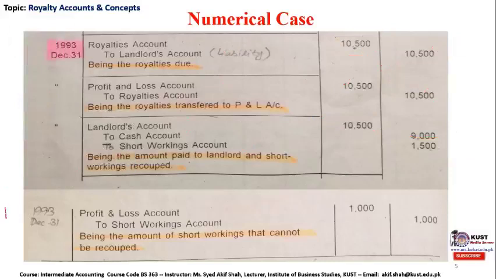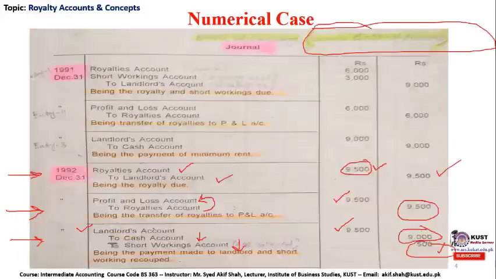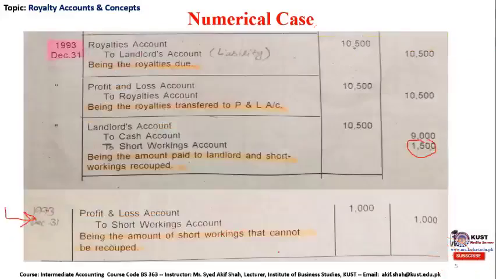Let's come to the final entry, because we have recouped only 1,500 in the third year and 500 in the second year. However, we had paid 3,000 of short working. So if we subtract the short working recouped from the short working account, we are left with 1,000 rupees still in the short working account, which will be written off because the time has passed.